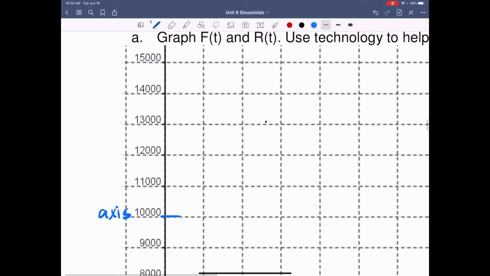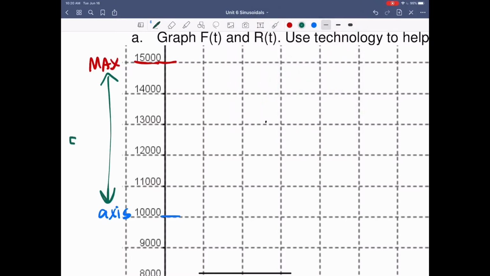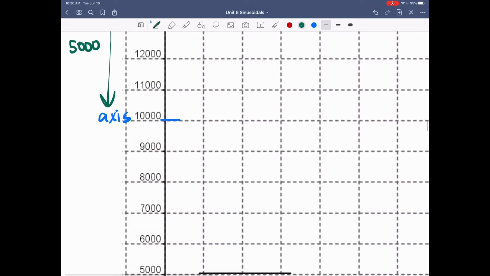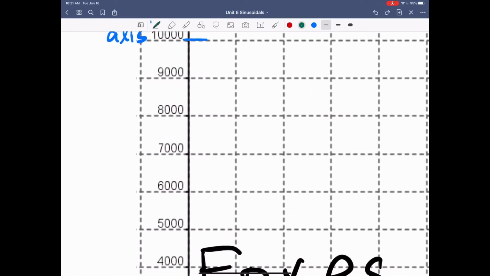And that means my graph is over there actually. So this is my max, and it's at 15,000 because the amplitude is actually 5,000. And I have to go down, I have to do 10,000 minus 5,000. So amplitude again is 5,000. So that's all the way over there. So that means my minimum in this case is 5,000.